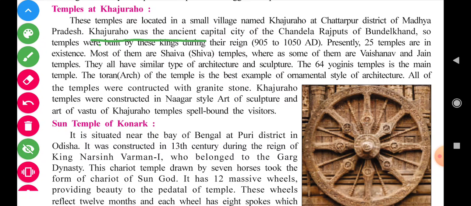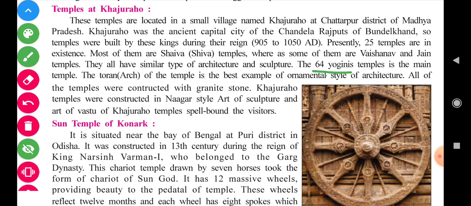Khajuraho was the ancient capital city of the Chandel Rajput of Bundelkhand. So temples were built by these kings during their reign. Presently 25 temples are in there. Most of them are Shiv मंदिर है वहाँ पे, whereas some of them were Vaishnav and Jain temples. They all have similar type of architecture and sculpture.